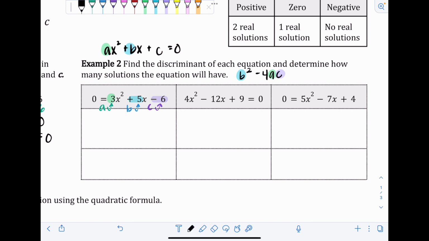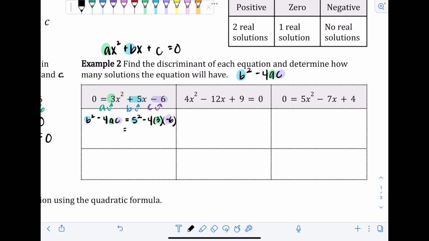So I'm going to take those and put them into the discriminant formula. So b squared minus 4ac. So 5 will go in for b, and then 3 will go in for a, and then negative 6 will go in for c. So it would be 5 squared minus 4 times 3 times negative 6. So let's set up one more time. 5 went in for b, so it became 5 squared minus 4 times a, which was 3, times c, which was negative 6. And then now we'll simplify each part until we get one final answer.